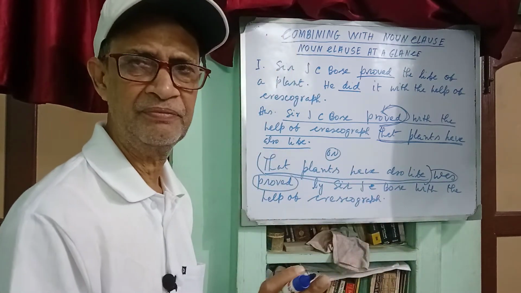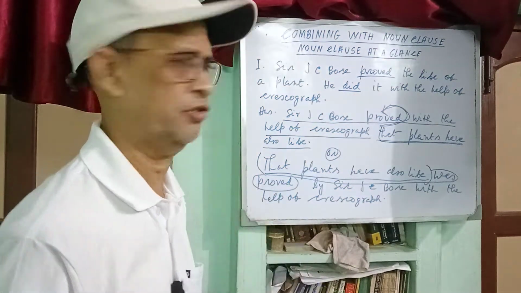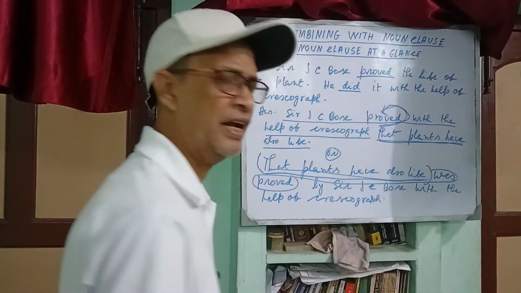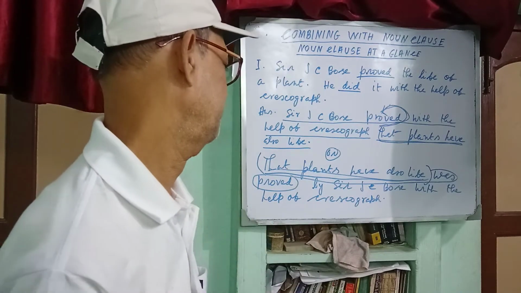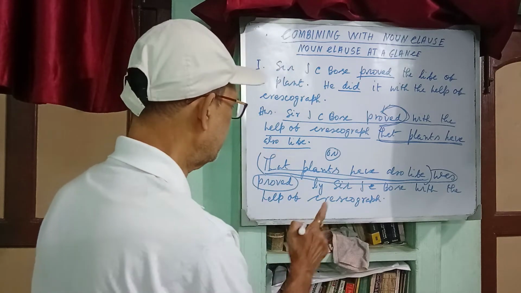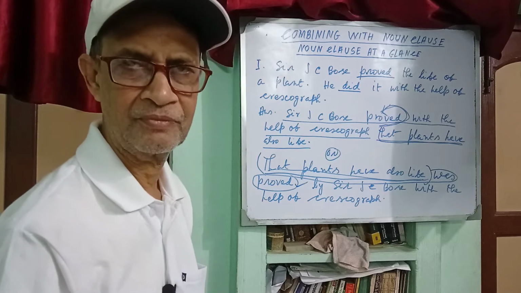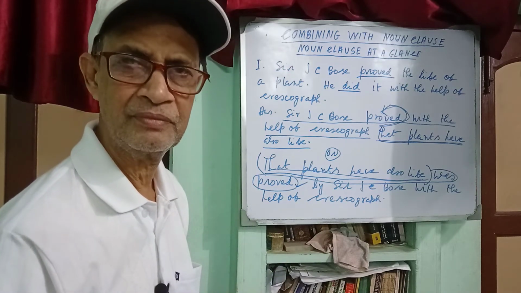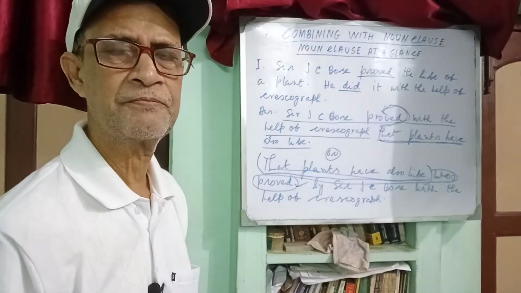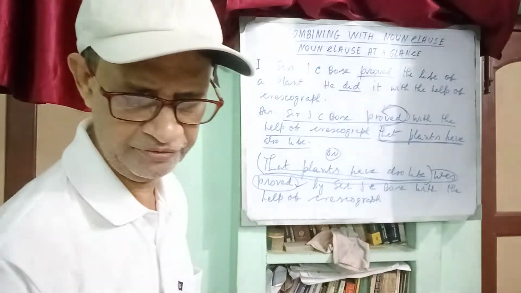It is entirely a principal clause. Totally a principal clause. That plants have also life, subordinate noun clause. And this clause is acting as the subject to the verb was proved. Am I clear? So it can be written both as object to the verb and subject to the verb.